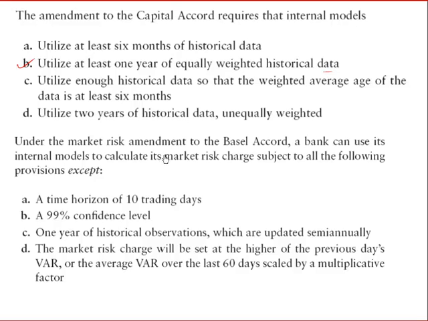Under the market risk amendment, a bank can use its internal models to calculate the market risk charge subject to all of the following provisions except: time horizon of 10 trading days is needed, 99% confidence level is needed, 1 year of historical observations which are updated semi-annually is incorrect. It has to be updated quarterly. So this is incorrect, this is the right answer. Except is what the question asked.